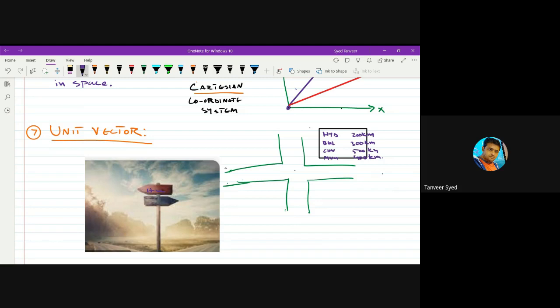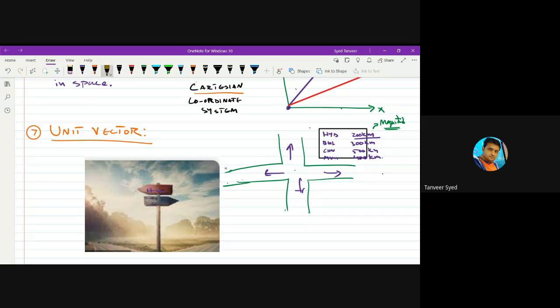If you want to go to Hyderabad, let us say, which is 200 kilometer, you will be in confusion whether to go this way or this way or this way or this way. So this 200 kilometer is only the magnitude. Only magnitude is not sufficient to reach your destination. You need the direction also. And that direction is conveyed with the help of these arrows.